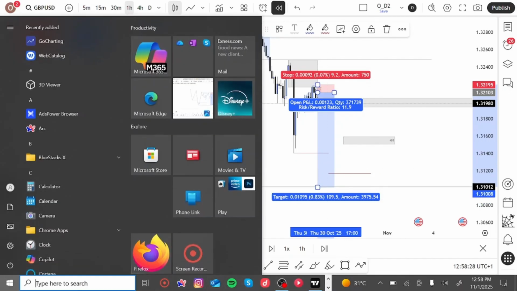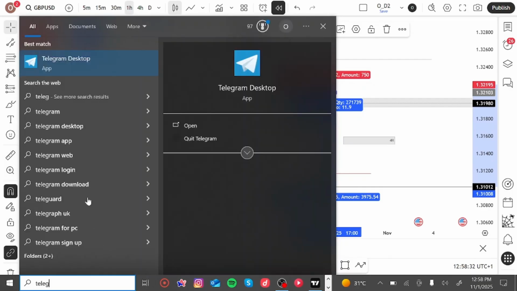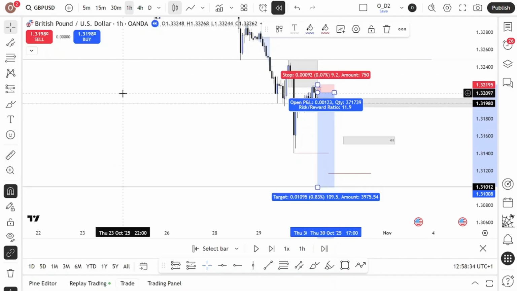Now I'm going to be showing you guys this. I'm not saying nonsense or trying to fabricate anything. I'm going to show you guys that I actually had this mapped out.